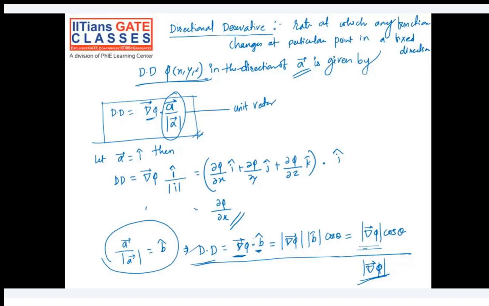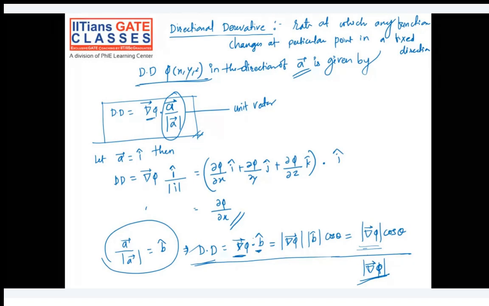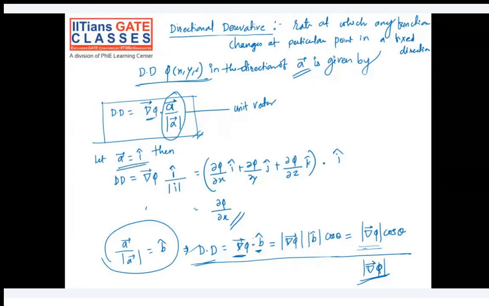So for example, if a bar is i only, then its directional derivative will be the dot product of i with del of phi, and you will just get dou phi by dou x, because all other terms will become 0.